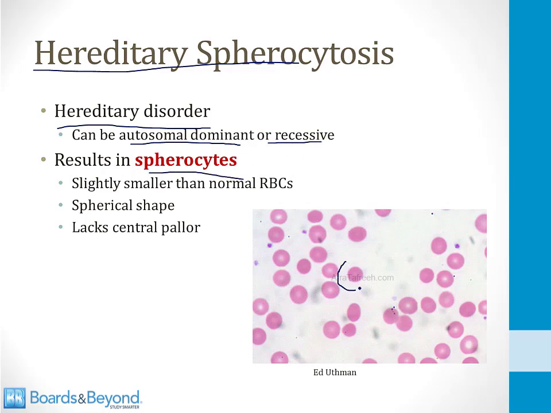This is a picture of a spherocyte in the middle of this blood smear on the screen. Note that it is slightly smaller than normal red cells. It's got a spherical shape, and it also lacks the central pallor that you see in normal red blood cells.